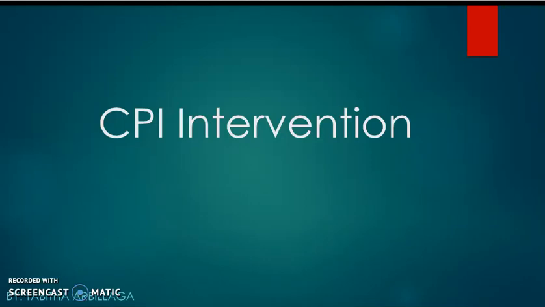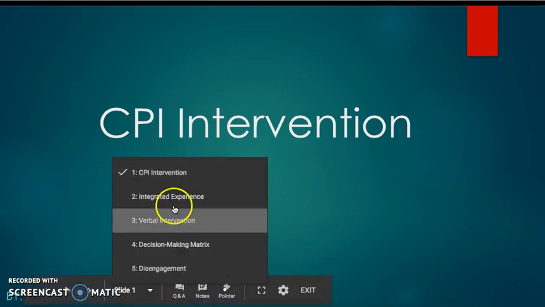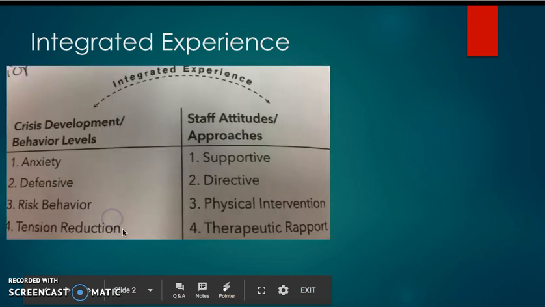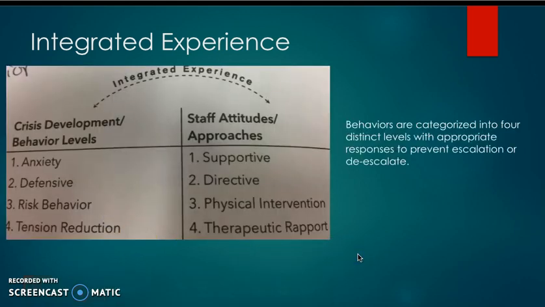This PowerPoint will discuss physical and verbal interventions for at-risk behaviors of students in the school setting. The integrative experience uses 4 categories in which to determine behaviors. The first category is anxiety, which is a change in behavior.